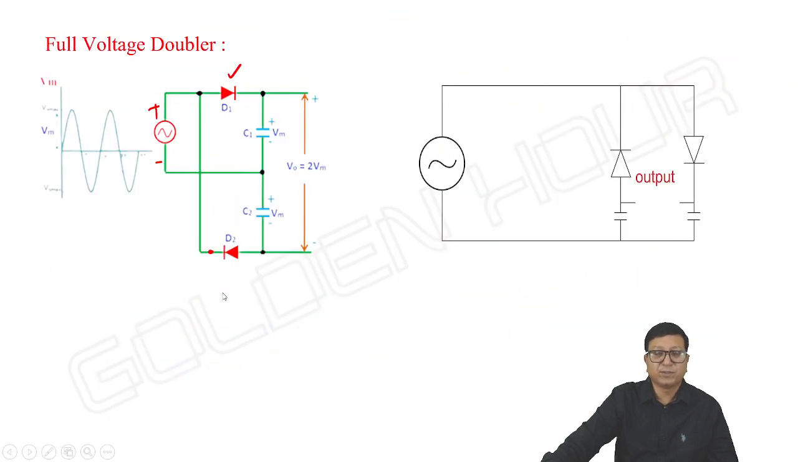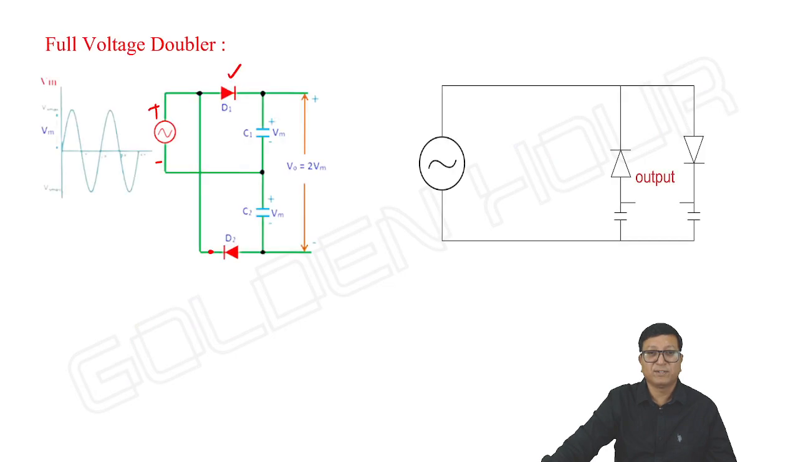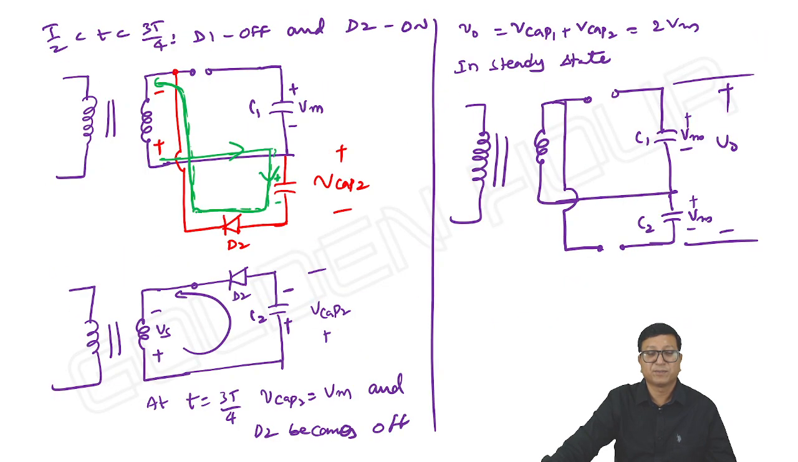This is how it looks, like a bridge type rectifier. A center tapped rectifier circuit also looks something similar, not exactly. It also looks like some bridge kind of a full wave rectifier. That's why it is known as the full wave voltage doubler. So the first one is the half wave voltage doubler, the second one is the full wave voltage doubler, like this.